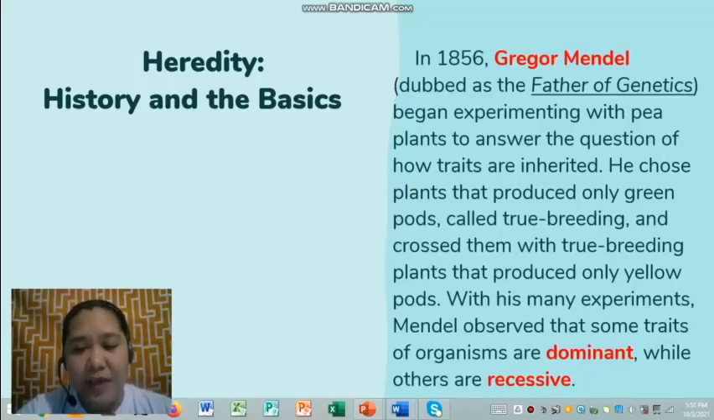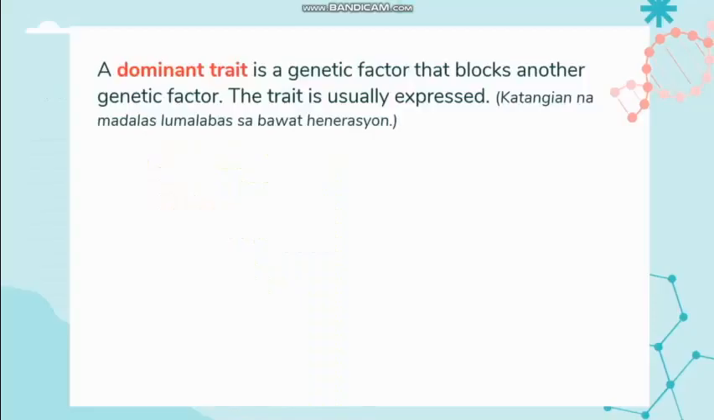So with his experiments, he observed that some traits of the organism or the pea pods are dominant while the other traits are recessive. So when do we say that a trait is dominant or recessive? A dominant trait is a genetic factor that blocks another genetic factor. That means the trait is usually expressed, or in Tagalog, ito yung katangian na madalas lumalabas sa bawat henerasyon.